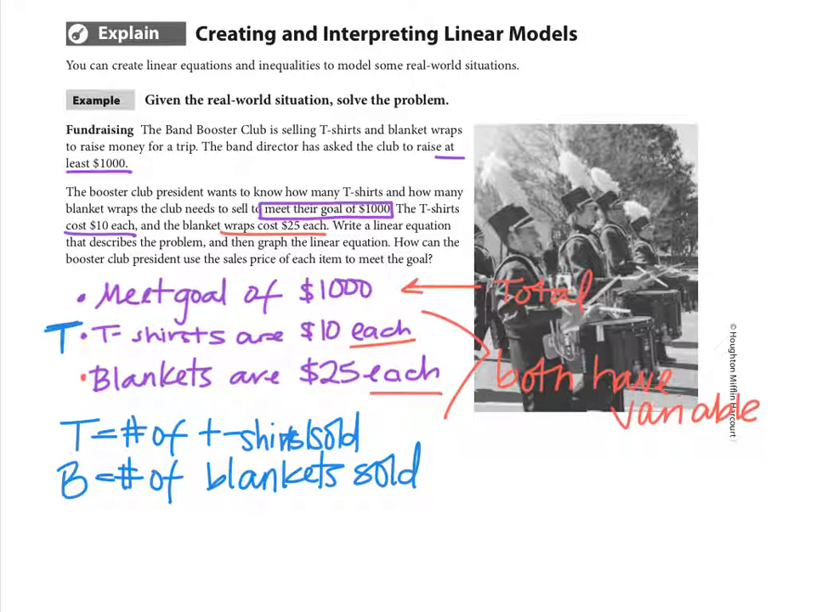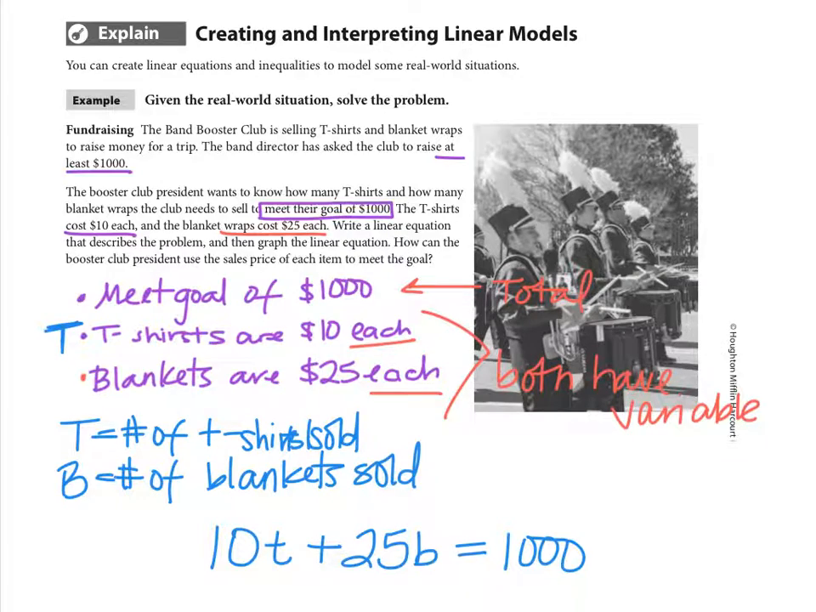And when we put these together, my equation is going to be, there are $10 for every t-shirt, so that's going to be 10T. If you're writing lowercase, you may want to put a little tail on your T so it doesn't look like a plus sign. All right, blankets are $25 each, so I can also talk about my blankets, 25B, and the total that I want to get is 1,000. All right, so notice now my equation is written in standard form.